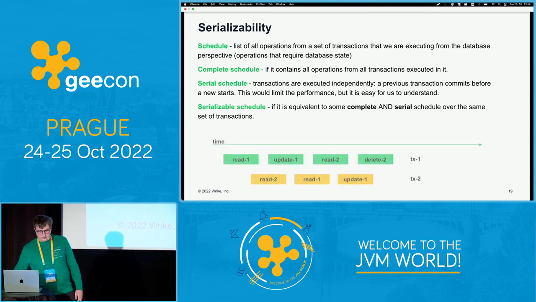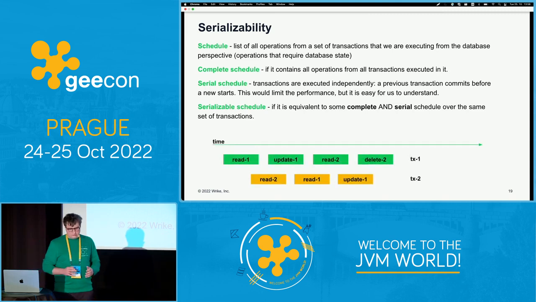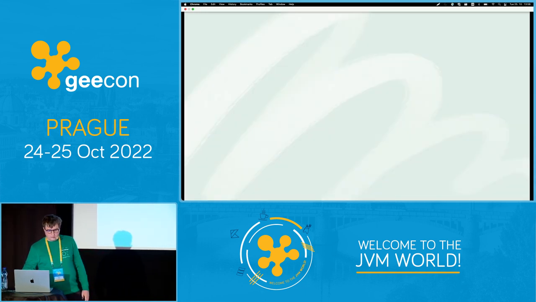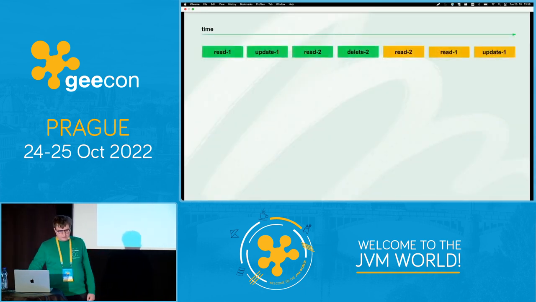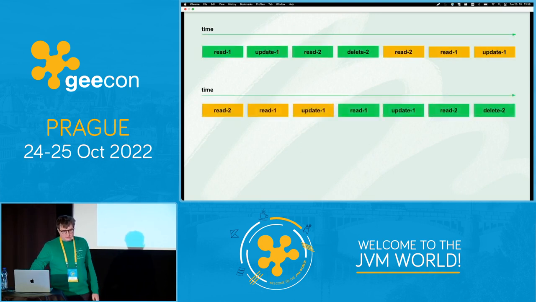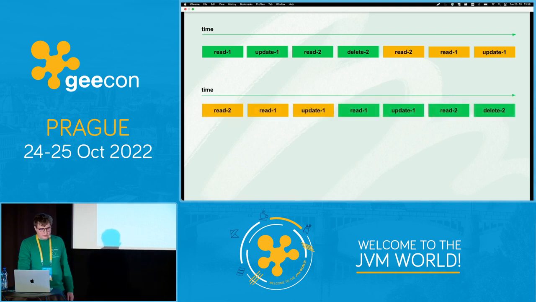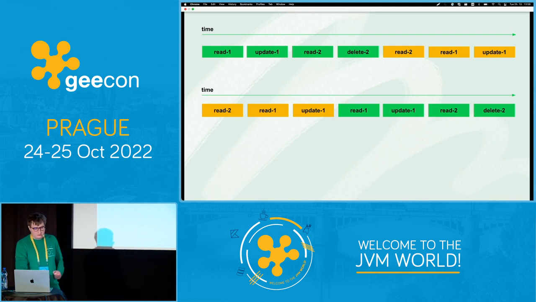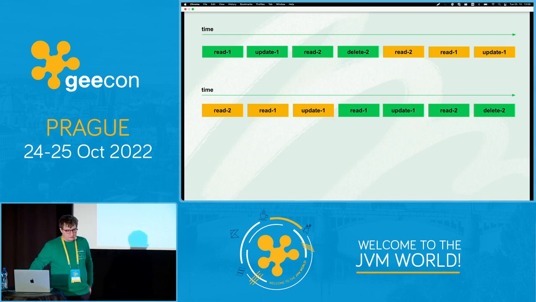Let me show you an example. We have 2 transactions, T1 and T2. They have operations. And if we reorder those operations, we can first execute transaction 1 and then transaction 2, or we can execute transaction 2 and then transaction 1. So we will get some result, and these are 2 examples of a serializable schedule.